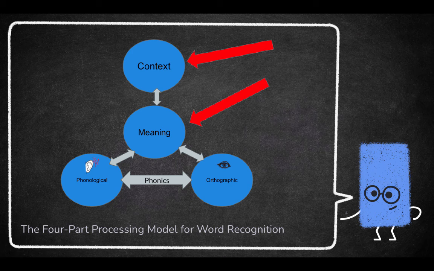When a word is decoded, the meaning processor is used to determine the word's meaning. If the word has multiple meanings, the context processor is used to determine which meaning is being used within the particular context. This is where word learning strategies come in. They can aid students in using the context of a sentence to determine the meaning of the word.